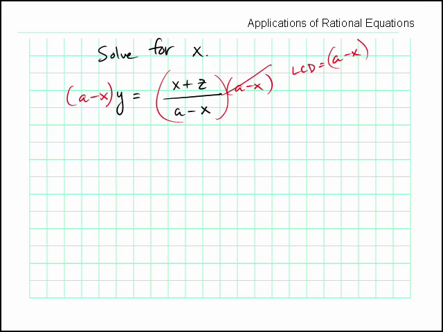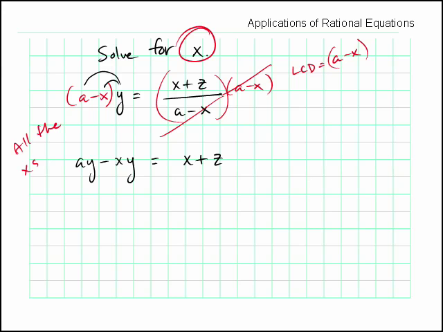Doing that, they will cancel on this side. I have x plus z. On the left side, I've got to distribute. This is a times y minus xy. I've eliminated all the fractions. Now remember that we're trying to solve for x. So what I need is all the terms with x on one side. All the x's on one side.